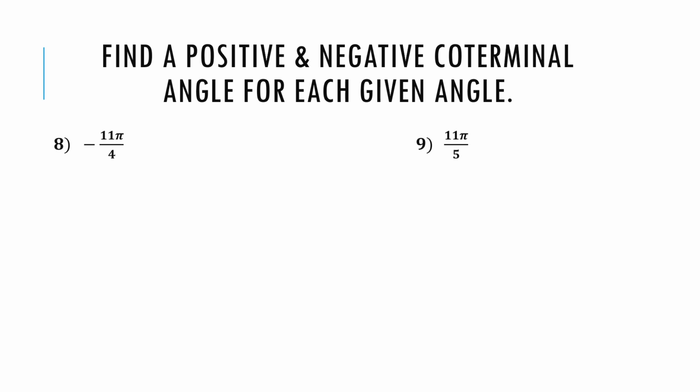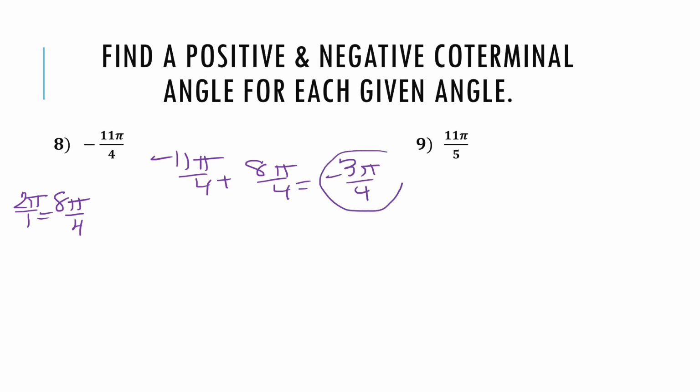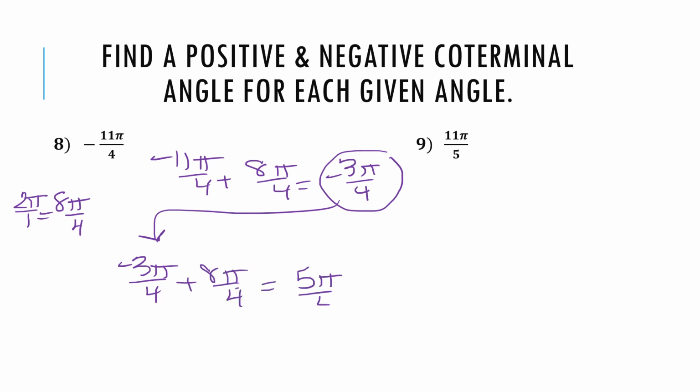Our last two examples of coterminals, negative 11 pi over 4. I want to take 2 pi over 1 and change it to be 8 pi over 4. So negative 11 pi over 4 plus 2 pi, or plus 8 pi over 4, gives me a negative coterminal of negative 3 pi over 4. I'm going to use that like I did in a previous example. I'm going to find a coterminal to negative 3 pi over 4 by adding 8 pi over 4 to it to give me a positive of 5 pi over 4. So now I have a negative and a positive.